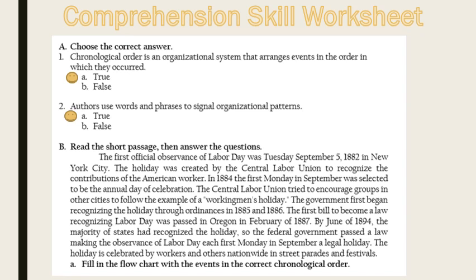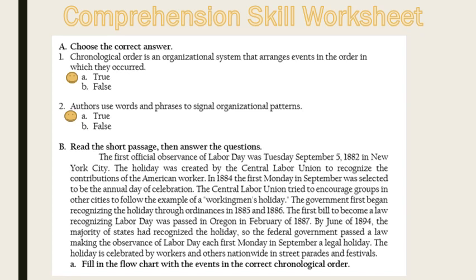In 1884, this is a time clue also, the first Monday in September was selected to be the annual day of celebration. So in 1884, they chose the first Monday in September. The Central Labor Union tried to encourage groups in other cities to follow the example of a working man's holiday. The government first began recognizing the holiday through ordinances in 1885 and 1886. So between 1885 and 1886, they began recognizing the holiday.